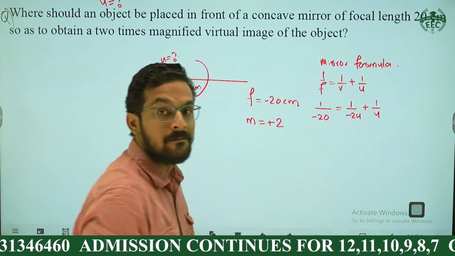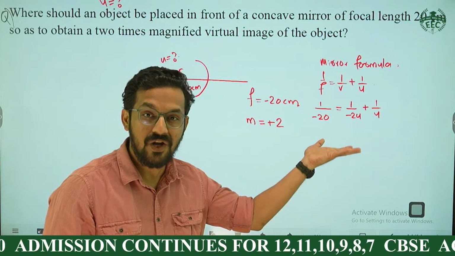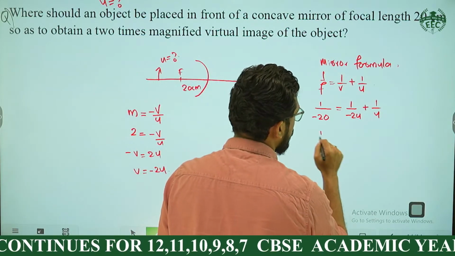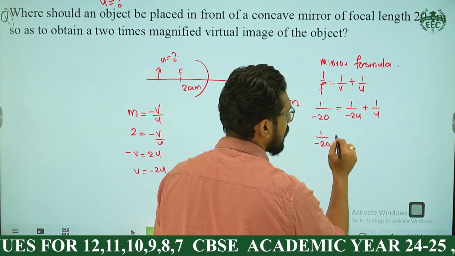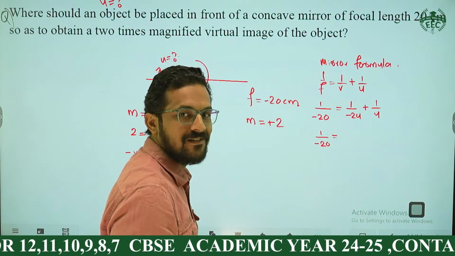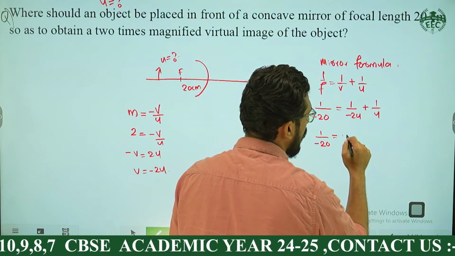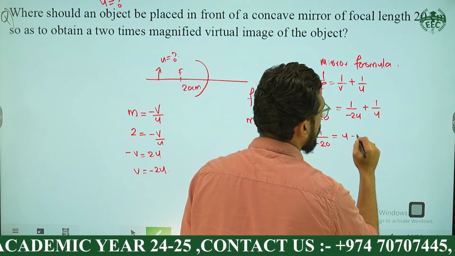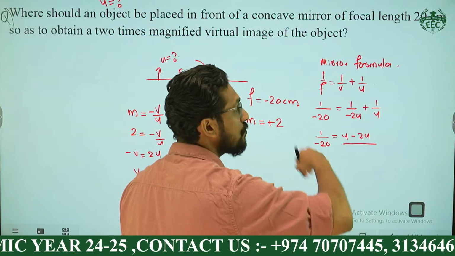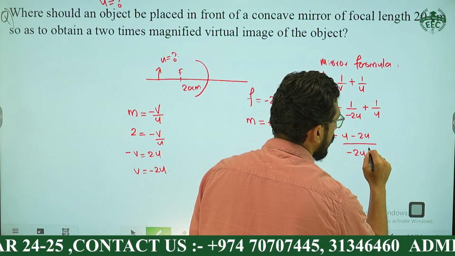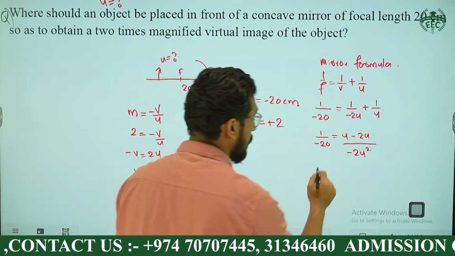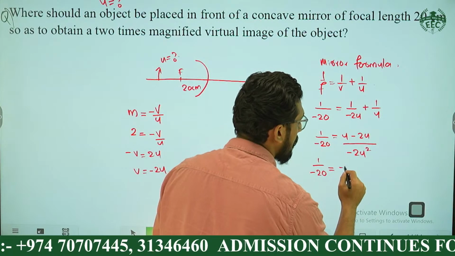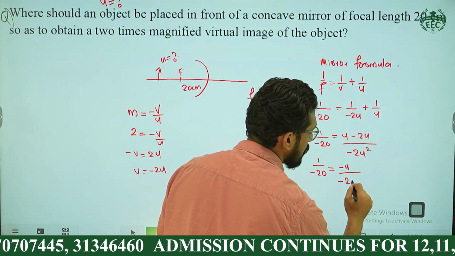Now look at this equation. This equation only has one variable, that is U. You can find U then. What will be the value of U? Here you have minus 2U by minus 20 here and cross multiply it. How will be the final value? U into 1, U. Minus 2 into minus 2U into 1. That will be minus 2U divided by minus 2U into U. That will be minus 2U square, right? What will be the answer then? 1 by minus 20 is equal to U minus 2U, which will be minus U, divided by minus 2U square.